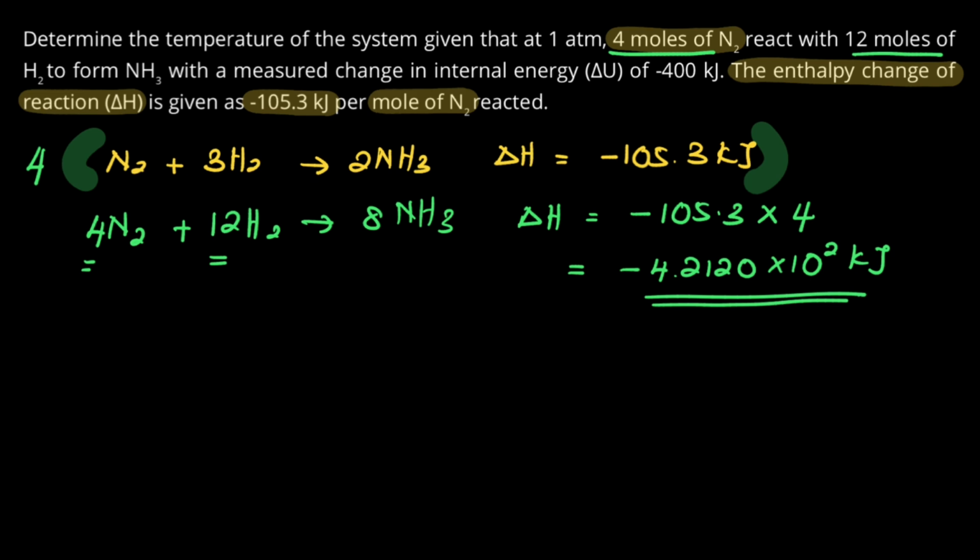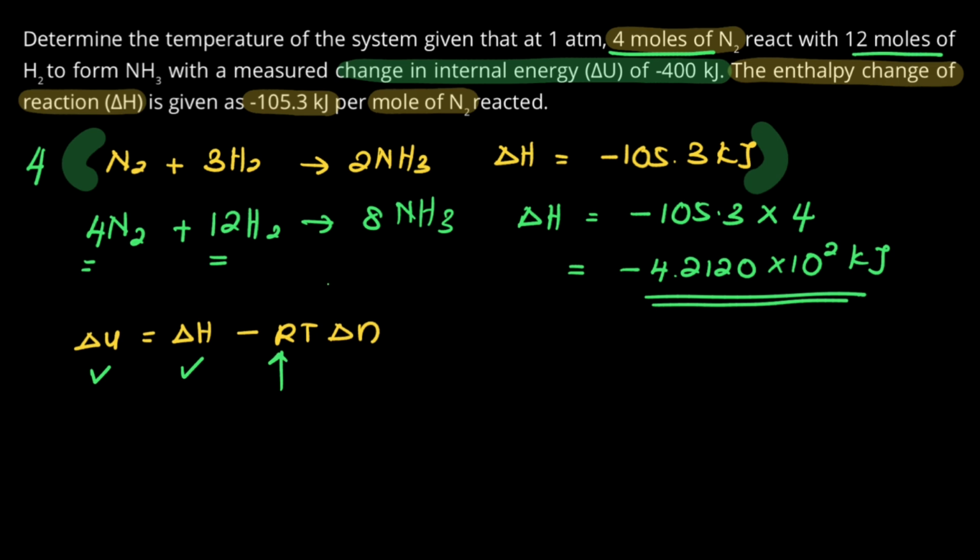Alright, so let's look back at the question. You were given the change in internal energy, which is delta U. So we can use the formula for delta U. Delta U is equivalent to delta H minus RT delta N. So basically you know what delta U is already. Delta H is the one that we just calculated. R is a constant value. T is what you want to calculate, and now we need to find delta N.